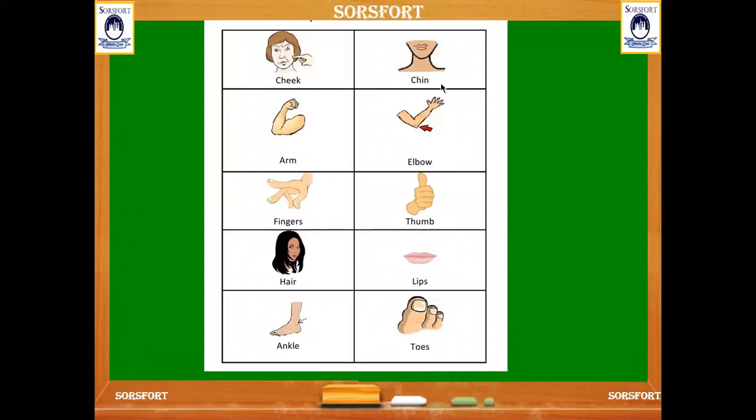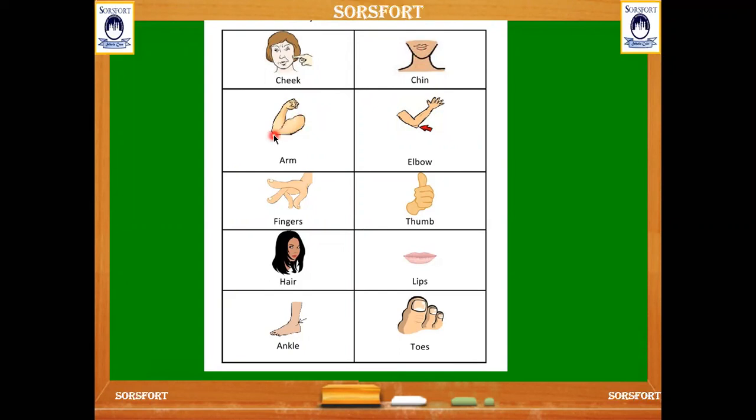And here are some of the parts in the face, like the cheek. Touch your cheeks. How many cheeks do you have? Yes, 1 cheek and 2 cheeks. Beautiful cheeks we have. Here again we can find the chin under the mouth.